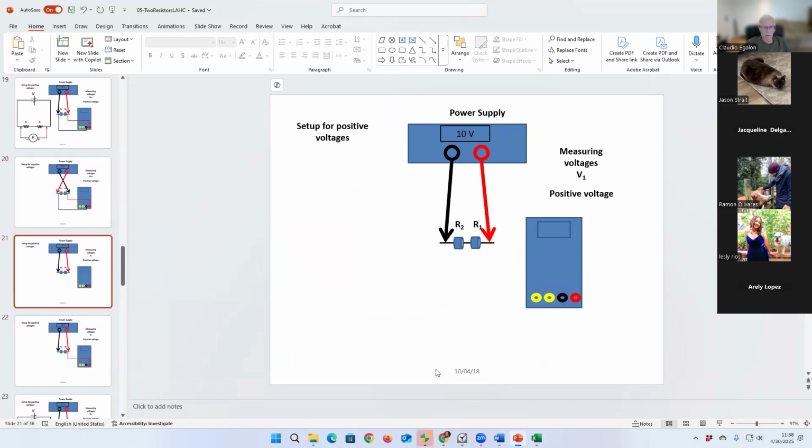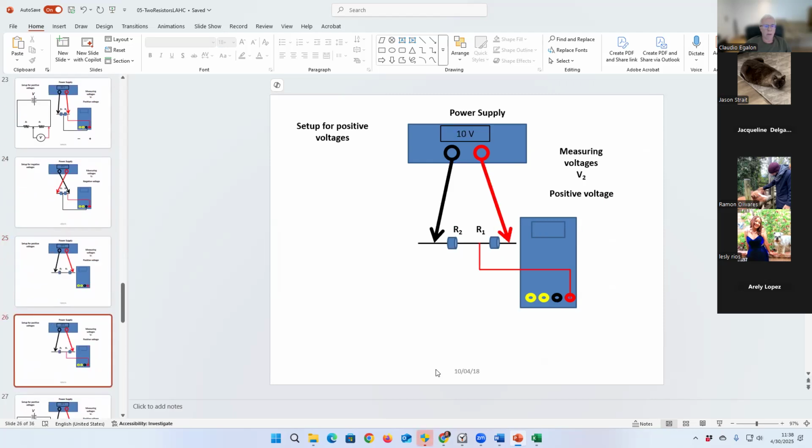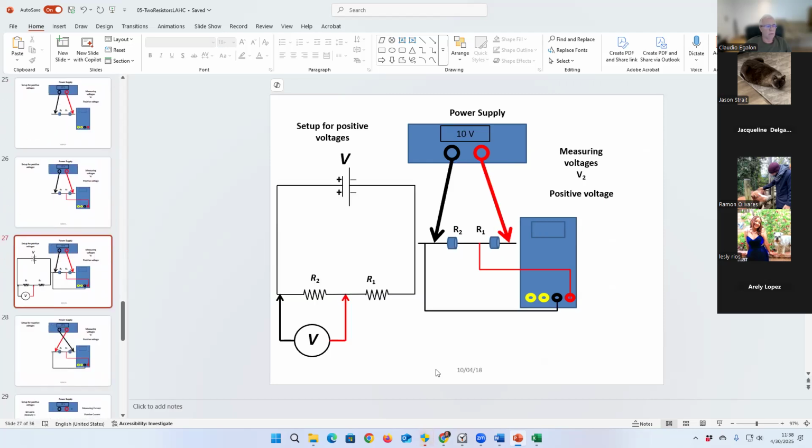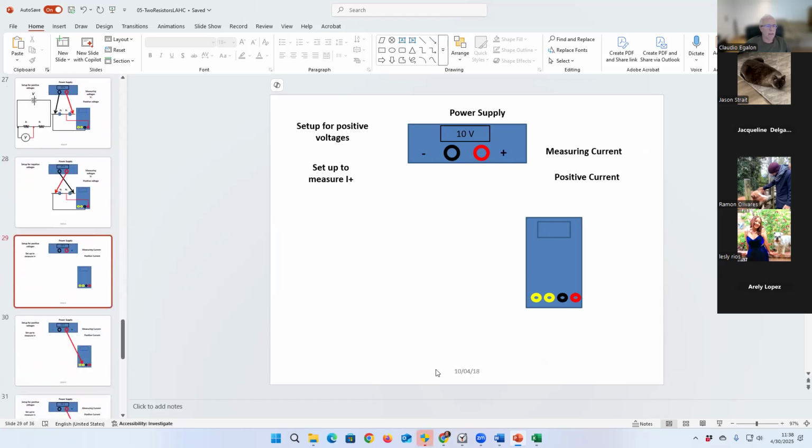Okay, that's V1. That's V2. Okay, negative for V2. Now the next is going to measure the current. We're going to measure the current now.